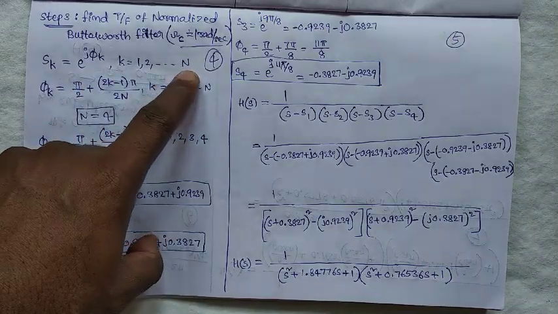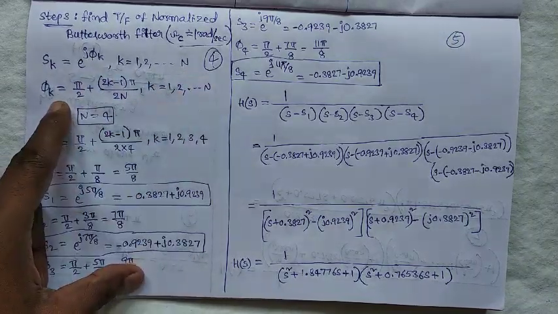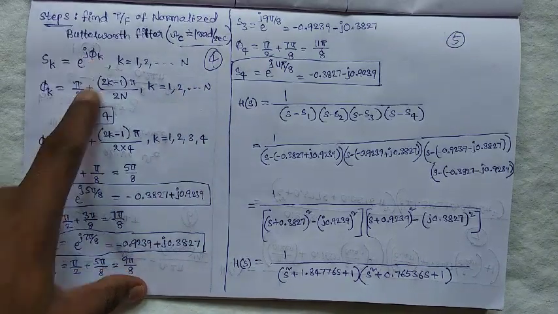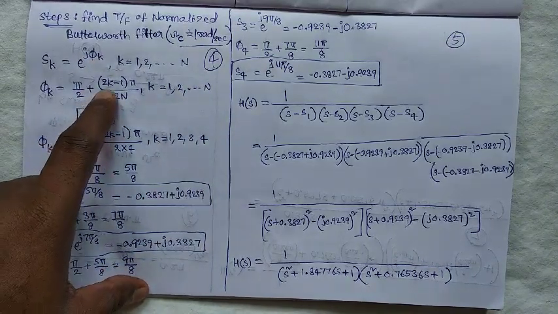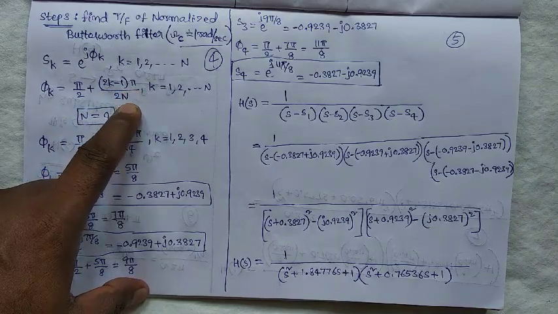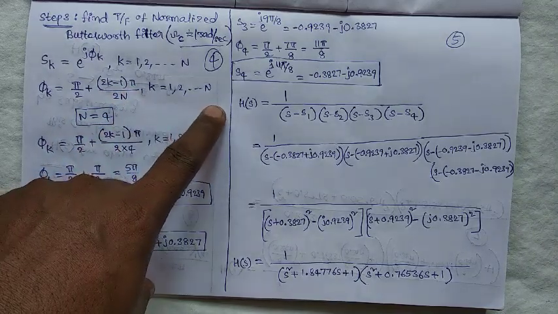K is equal to 1, 2 and so on, up to capital N. Here, how to calculate the phi k? This phi k value is pi by 2 plus (2k minus 1) into pi by (2 capital N), for k is equal to 1 to capital N.